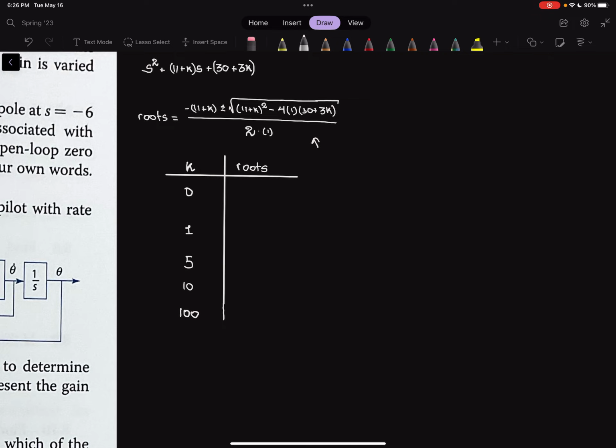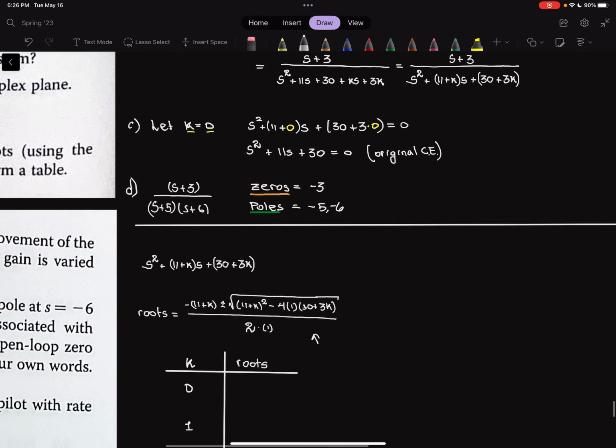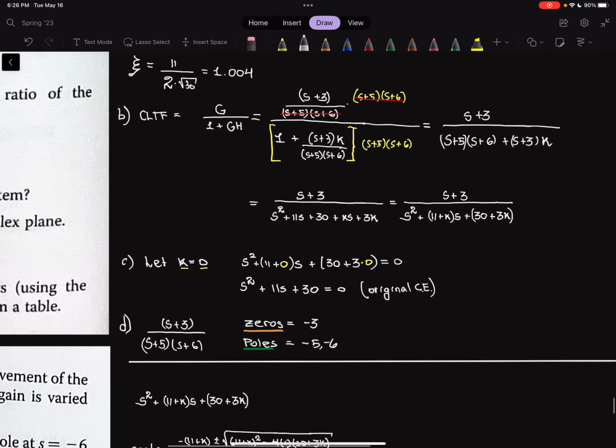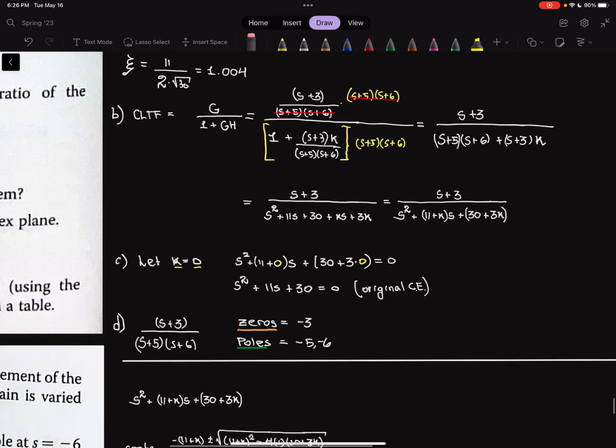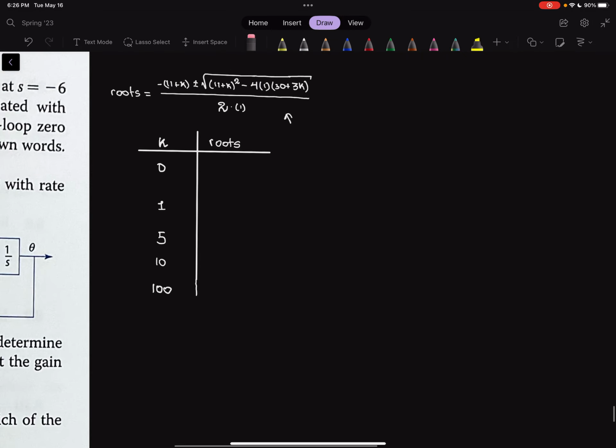And, well, that makes sense. I didn't even have to do that. Think about where we started. That was our characteristic equation here. So the two roots are negative 5 and negative 6. Okay, so we have negative 5, negative 6.